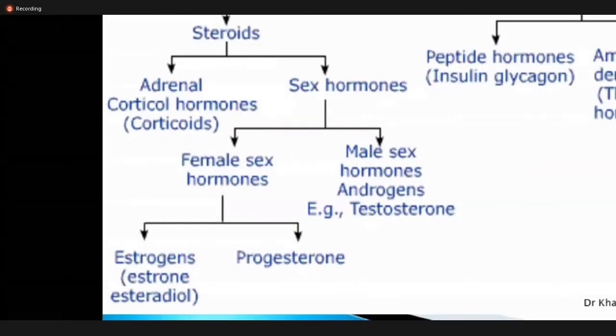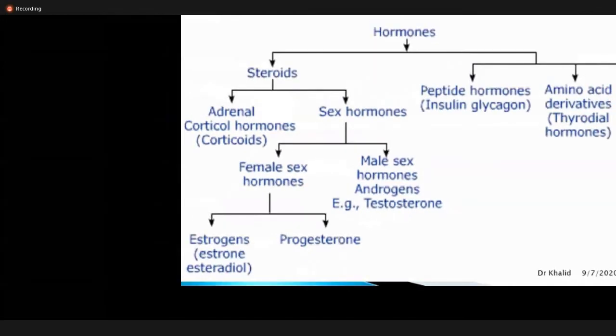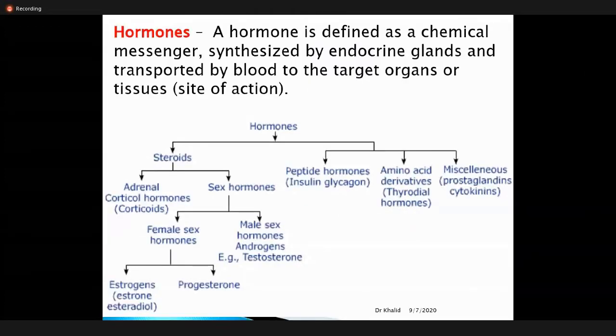Now the sex hormones are again divided into two, male and female sex hormones. The female sex hormones are estrogen and progesterone, and the male sex hormones are the androgens like testosterone. So a hormone is defined as a chemical messenger synthesized by the endocrine gland and transported by the blood to the target organ or tissue, the site of action.